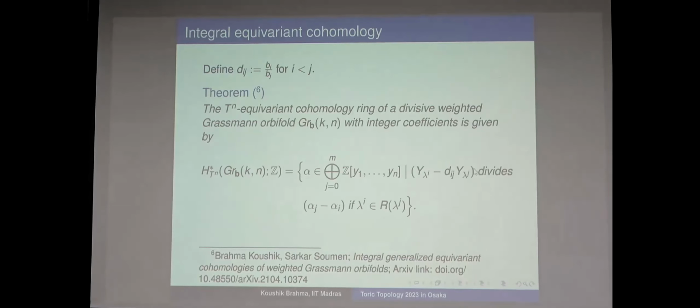Okay, then now since we have assumed Bi divides Bi minus 1, in our earlier paper we also computed the integral cohomology ring of the divisive weighted Grassmann manifold, that is defined by H_T^N star of the weighted Grassmannian. The integral cohomology is the set of those alphas, by the GKM computation, such that y lambda I minus d_ij y lambda j divides alpha j minus alpha I.